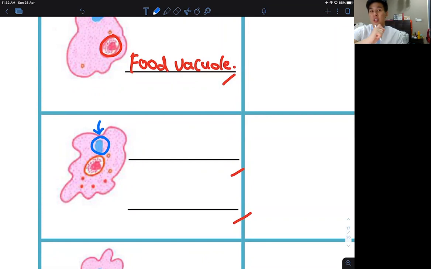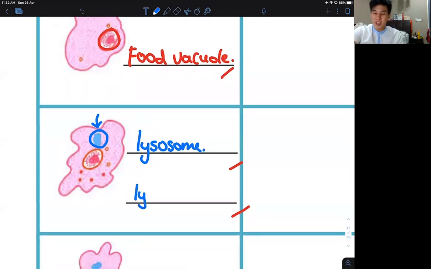So just now, what did we learn? What do I need to digest food? No, not the contractile vacuole. Digesting food has nothing to do with the contractile vacuole. It's the lysosome. Yes, the one in front just now. What organelle is the lysosome? So basically, to digest food, the lysosome secretes the enzyme lysozyme.